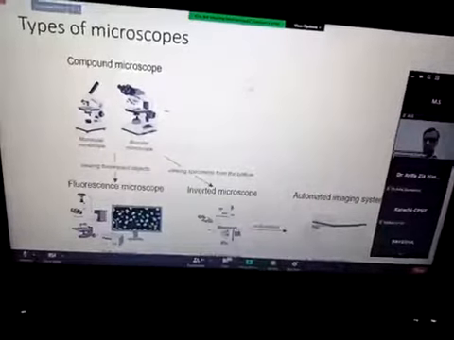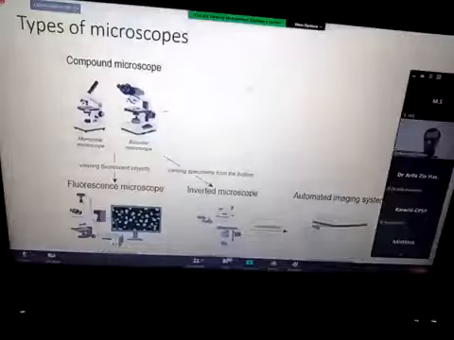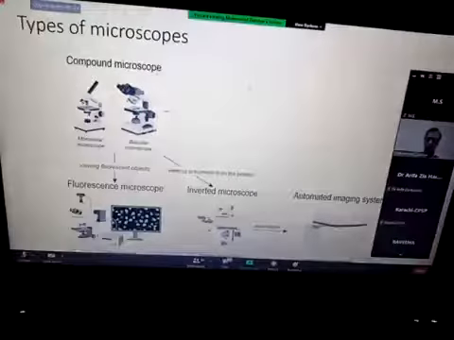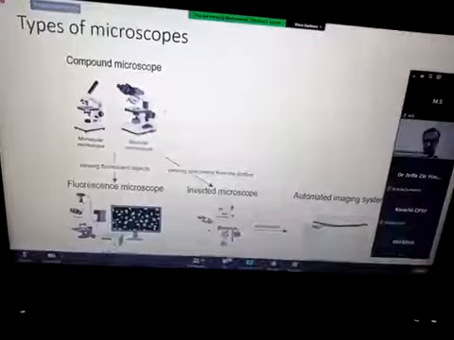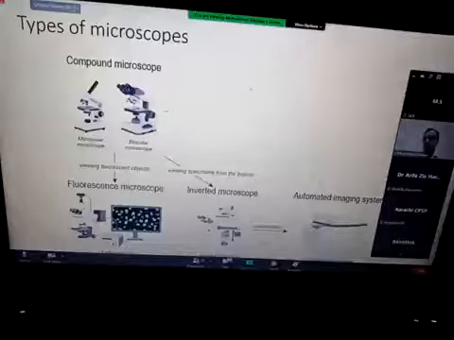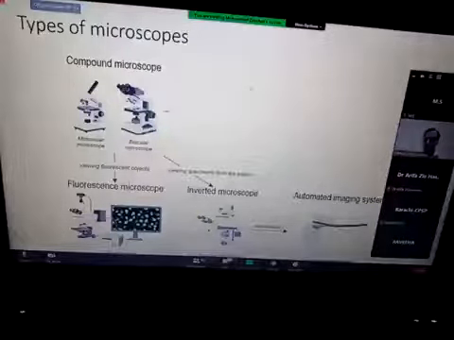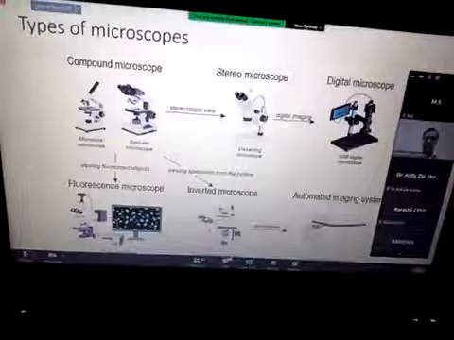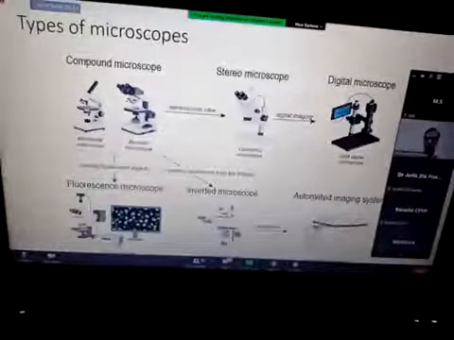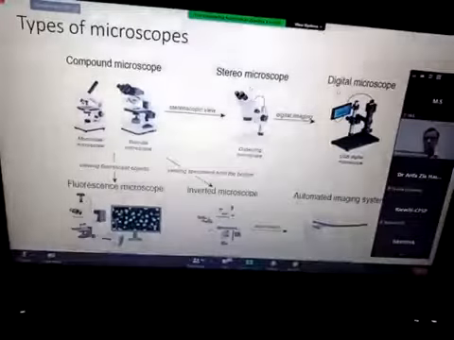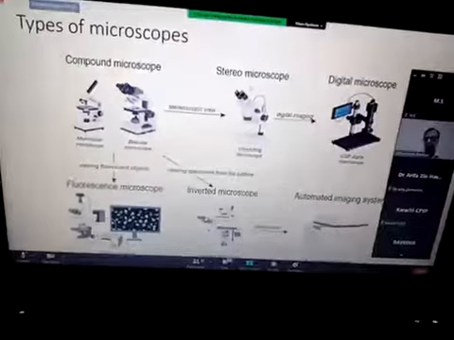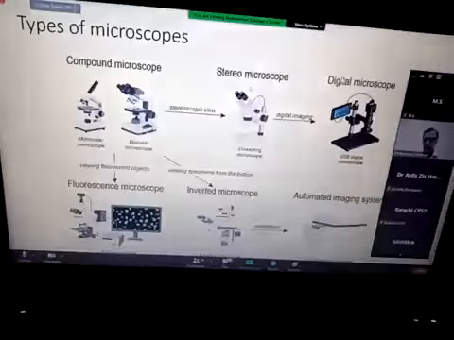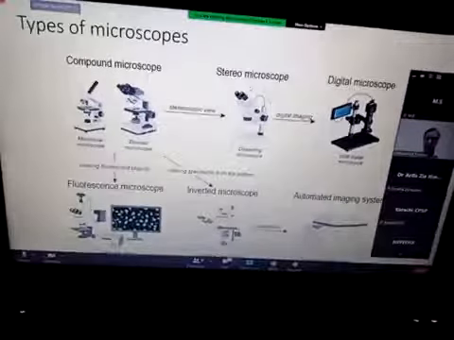We use inverted microscopes to see cell cultures, like viral cultures and sometimes bacterial cultures as well. This type of microscope again uses light as the source. Now we are moving toward more automated imaging systems, which use machine learning to analyze the images. There are many types of microscopes. I have just highlighted here the stereo microscope and the digital microscope. Digital microscopes take the images and compare them. In clinical laboratories, we do not have many facilities to use digital ones, but now we are moving towards stereo and digital microscopes.